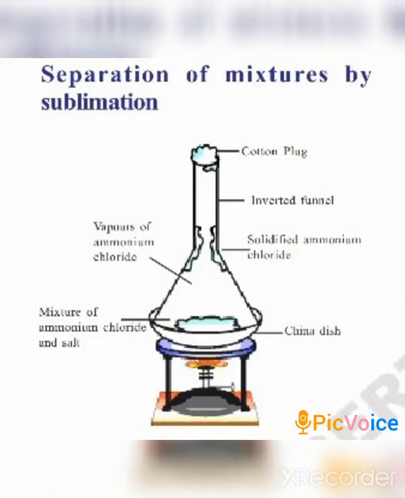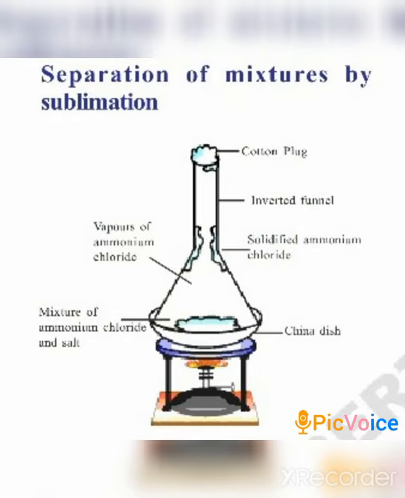The first one is the separation of mixtures by sublimation. Under this method, take 1 tablespoon of common salt and 1 tablespoon of ammonium chloride and mix them together. Take the mixture in a china dish. You can find the china dish in the diagram. Take a glass funnel which is big enough to cover the dish. You can find the conical shaped thing, which is a glass funnel.